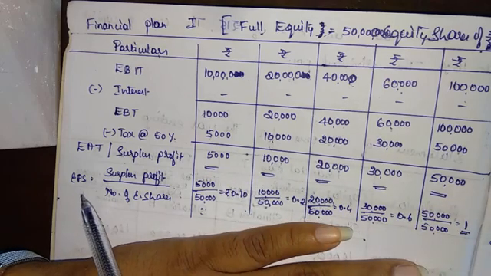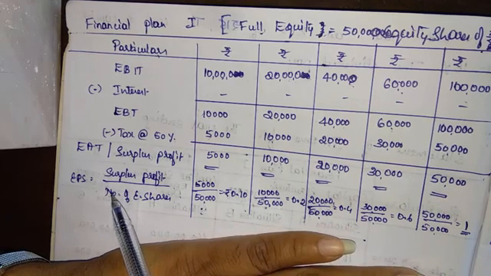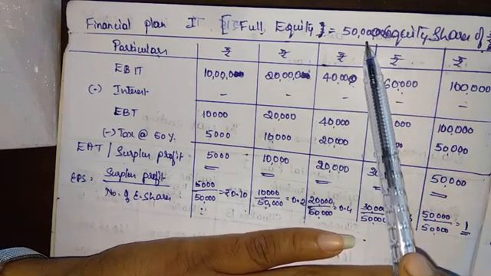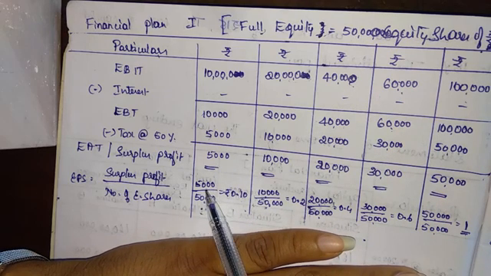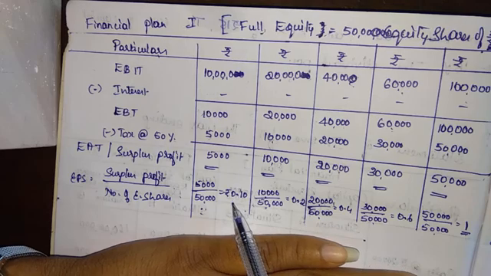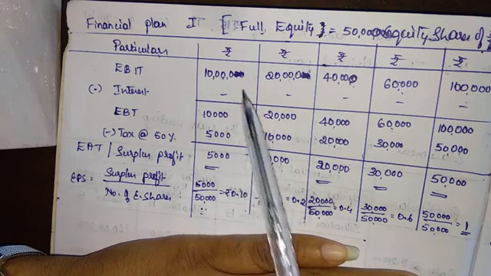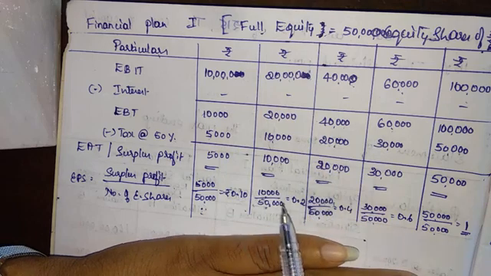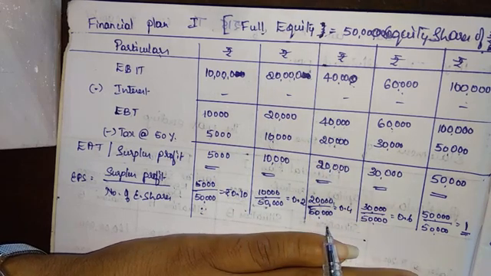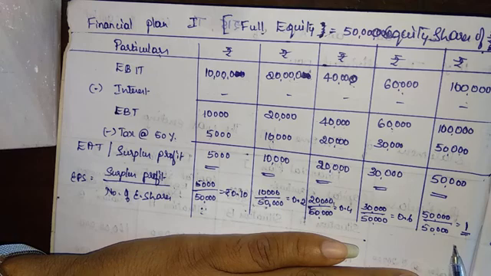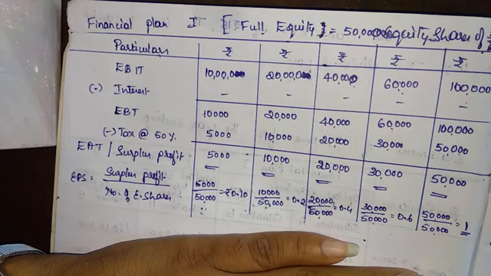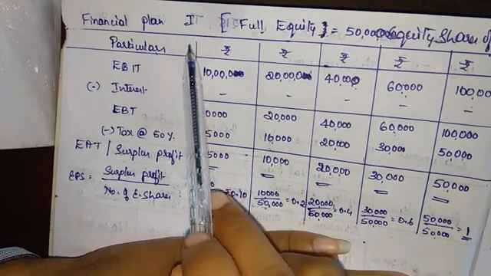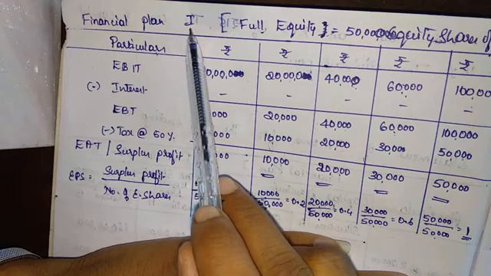EPS is equal to surplus profit divided by the number of equity shares. The number of equity shares given in the problem is 50,000. So 5,000 surplus profit divided by 50,000 shares, that is rupees 0.10 EPS for the first EBIT under plan 1. Then 0.2, 0.4, 0.6 and rupees 1 when EBIT is 1 lakh under the first plan. So EPS is rupees 1. Similarly, we need to prepare the statement of income for financial plan 2.